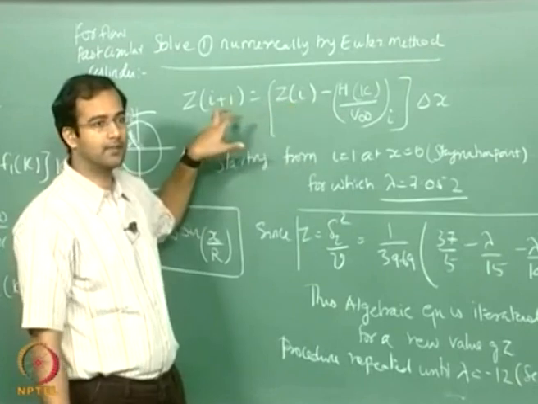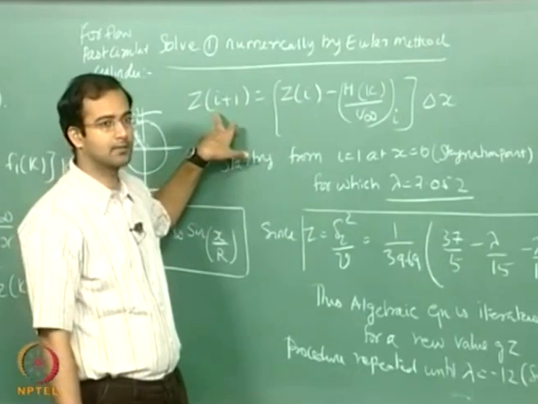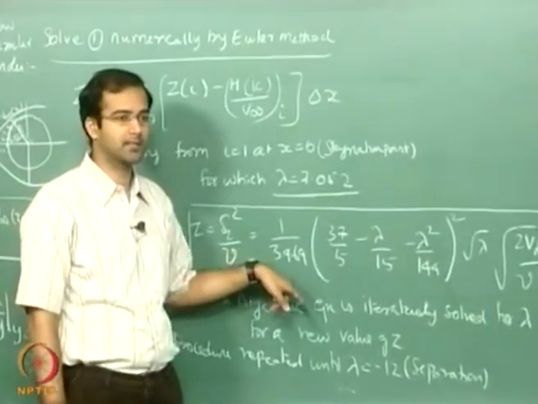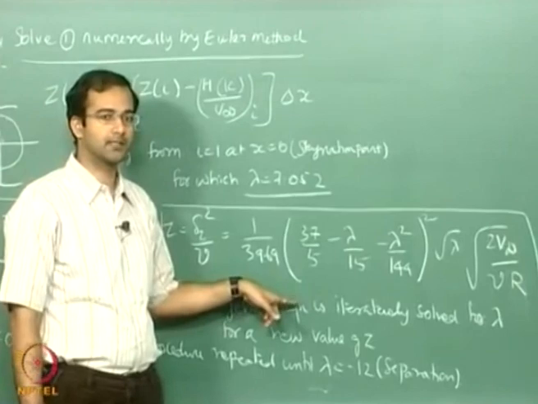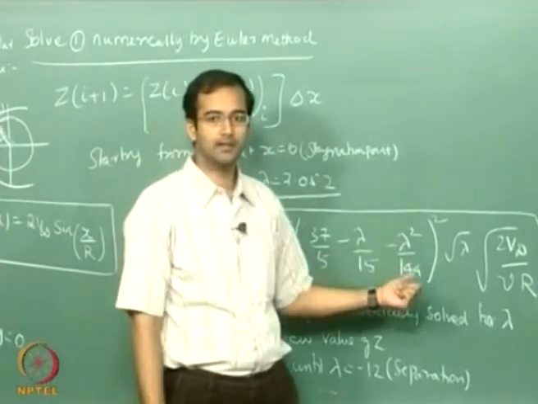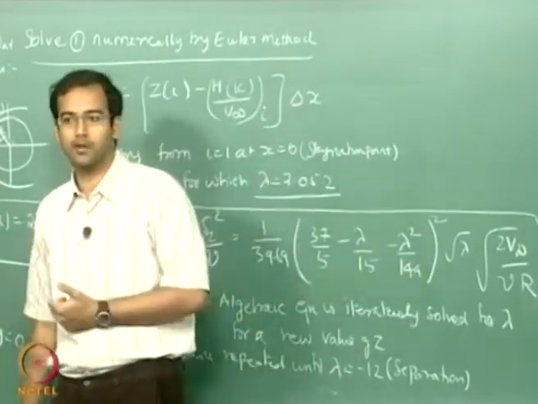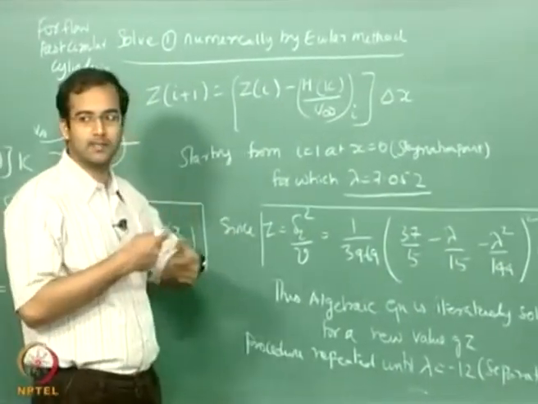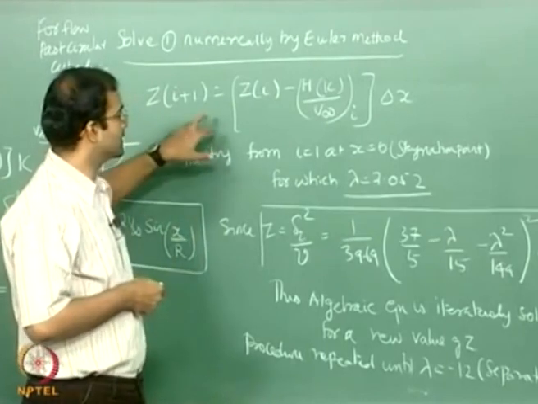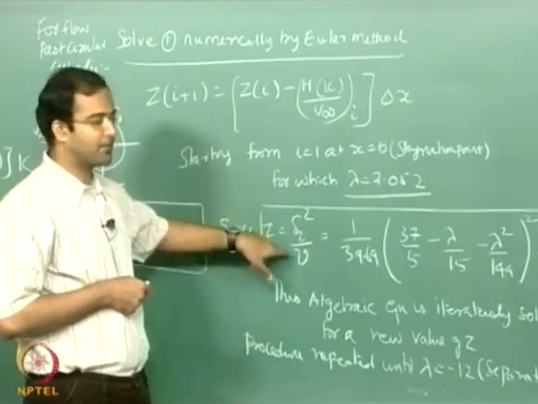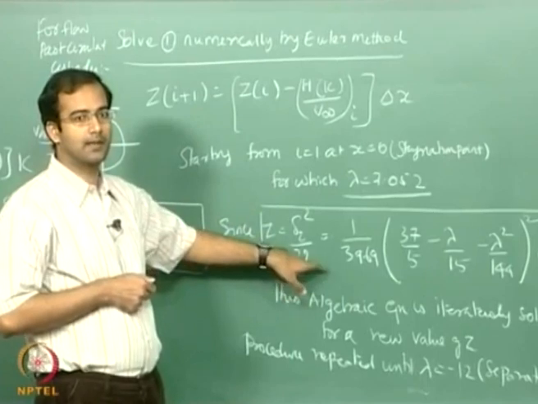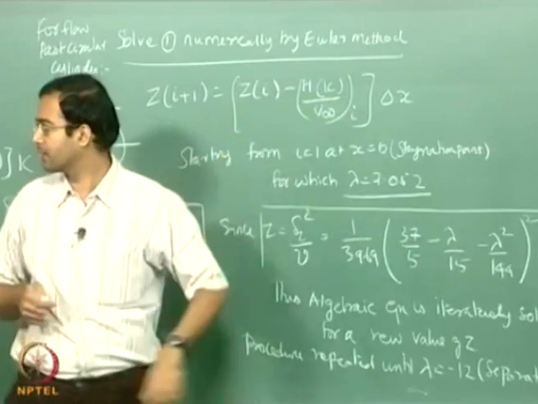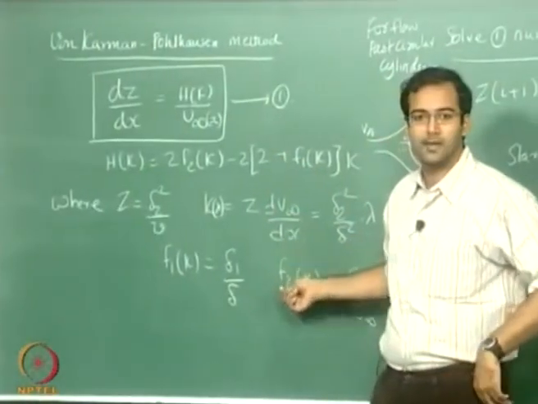So now I can find the value of z at the second point, that is i equal to 2, and once I do that, I again come back to this algebraic expression, for which I can iteratively find the value of lambda corresponding to the new value of z. Like that I can keep doing this procedure multiple times. For all values of z I have to keep finding the corresponding value of lambda and then use that to calculate the other parameters like h, because all of them are functions of lambda.